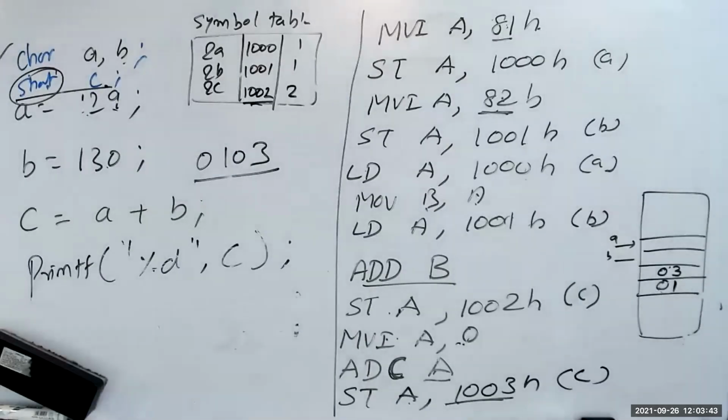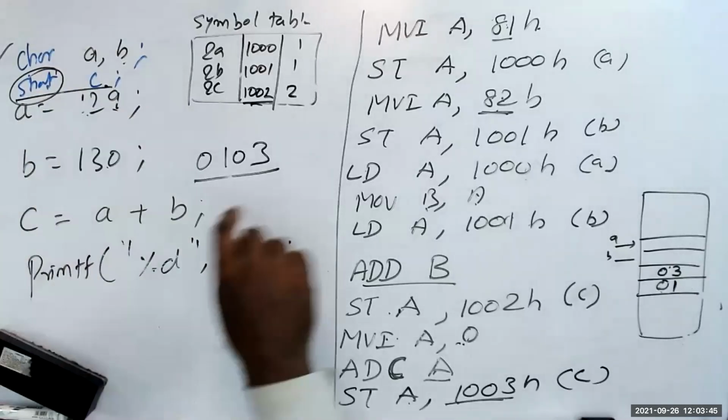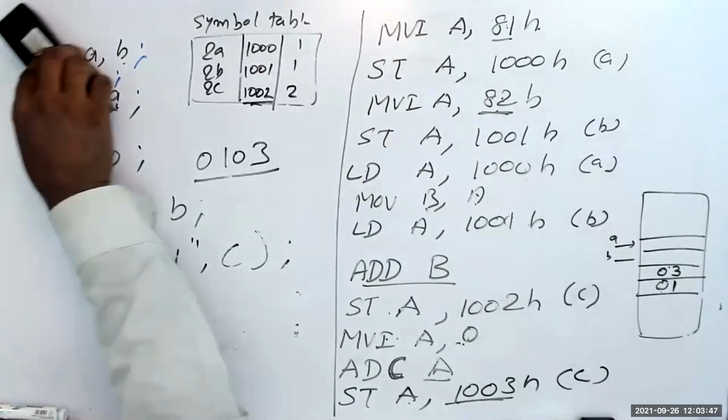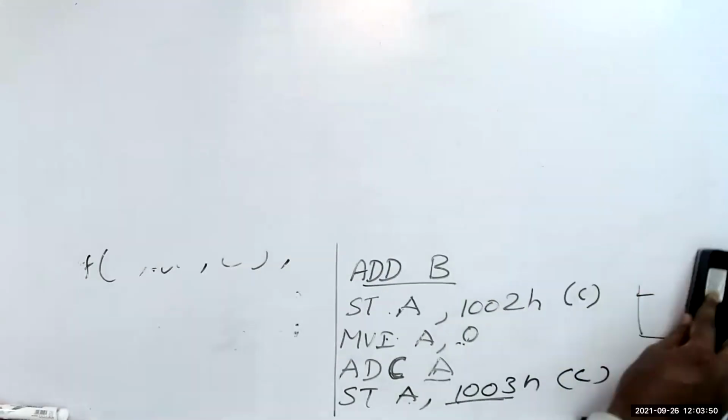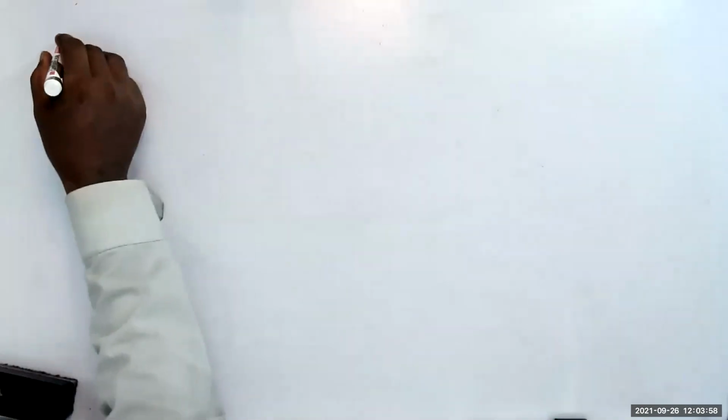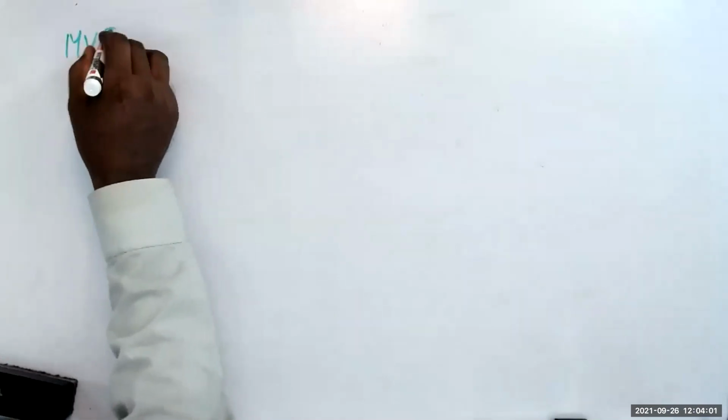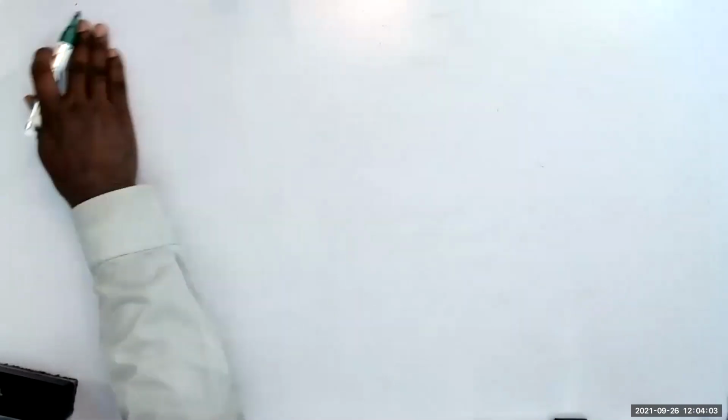The question is that now these are characters. So I put move immediate. Now let us do the same program. How do I do that? Let us take a small trick here. I write the same program now. Let's see, move immediate. Sorry.